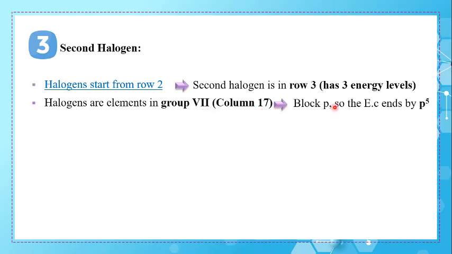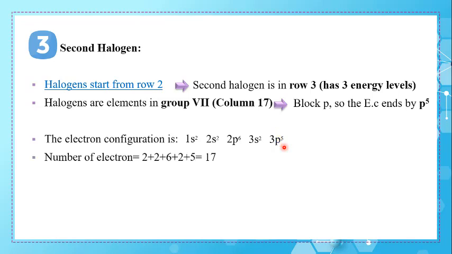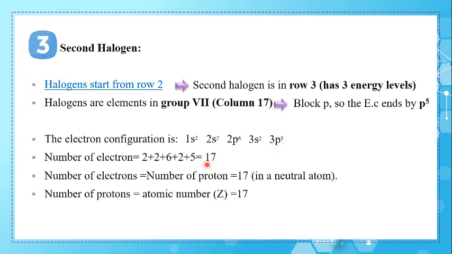So the element belongs to block P and hence its electron configuration must end by P5. Now the electron configuration is 1s2, 2s2, 2p6, 3s2. As you can see, we reached row 3, but we must continue until the electron configuration ends by P5. So finally 3p5. In this case, we reached row 3 and column 17 since the electron configuration ends by P5. Now the number of electrons is equal to 17 and therefore the atomic number of the element is 17.